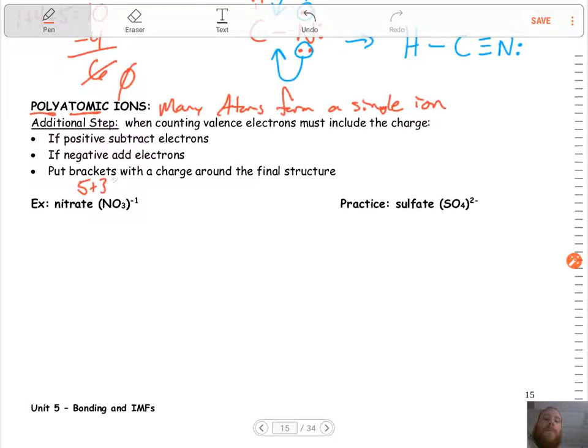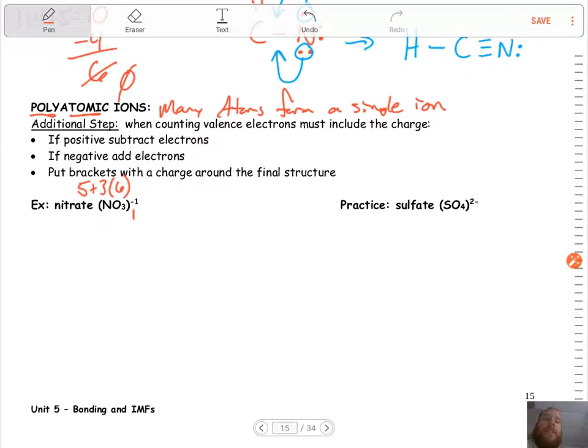Plus, we've got 3 oxygen atoms. Each has 6 that it brings. Now, we've got this new piece. Okay? Think back to what you guys know about ions.